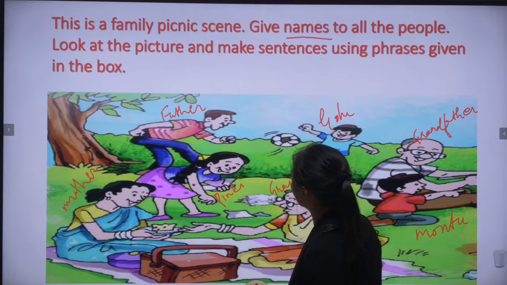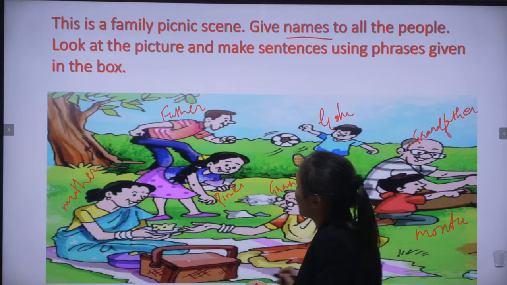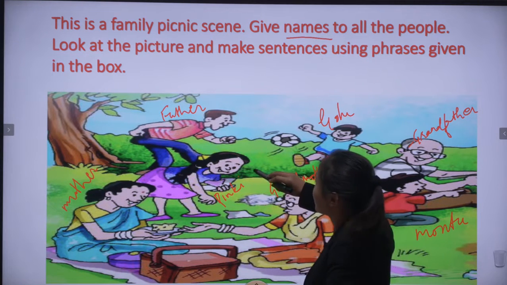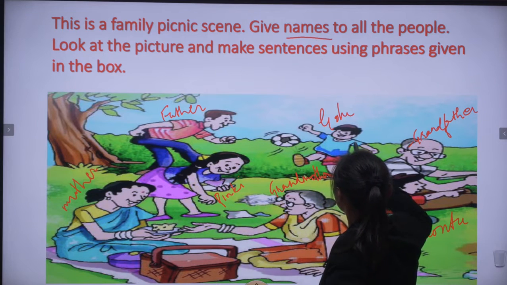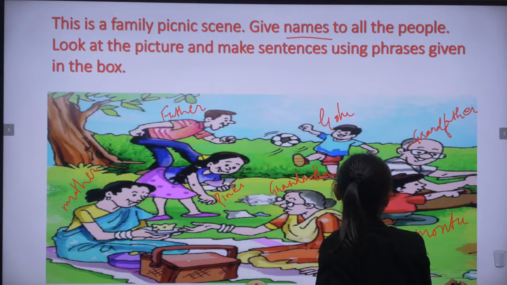So let's write. What is this doing? The grandmother and the mother are eating. Pinky is picking up the wrappers. Father is playing football with Golu, and grandfather and Montu are fishing.